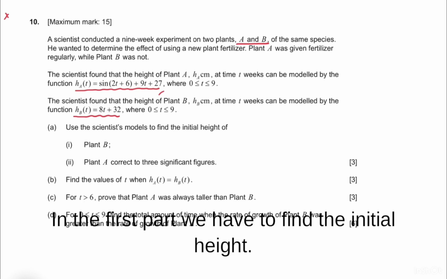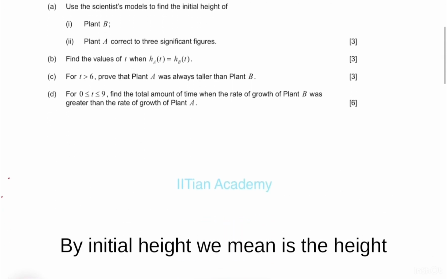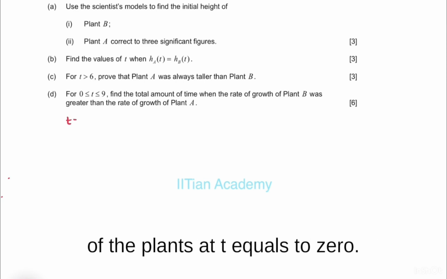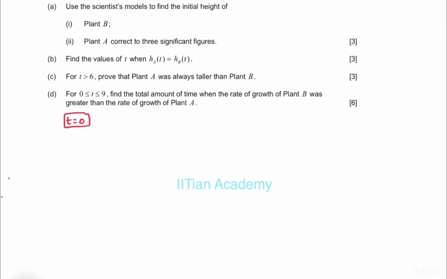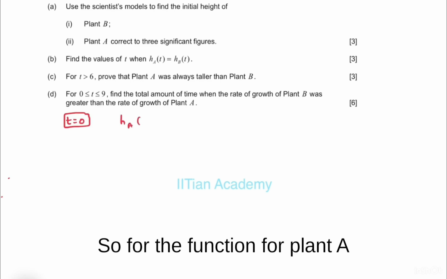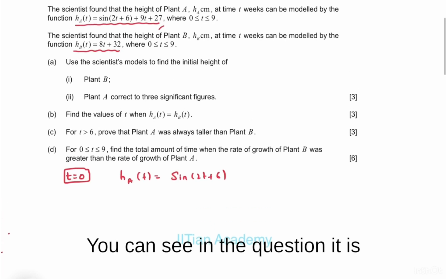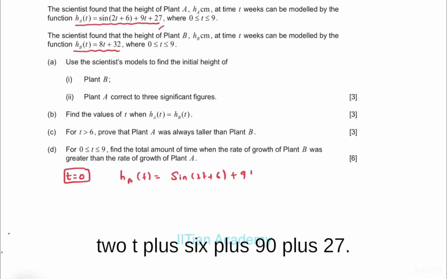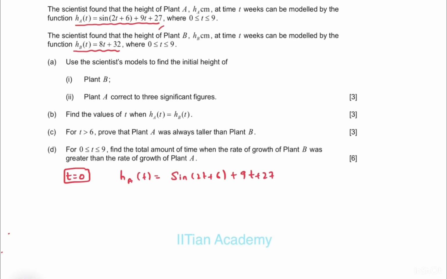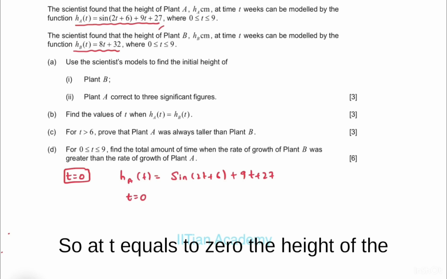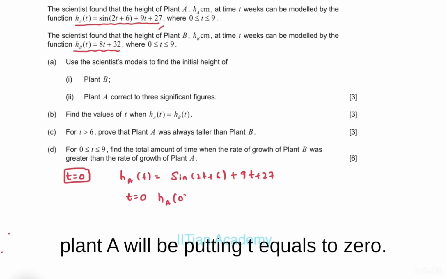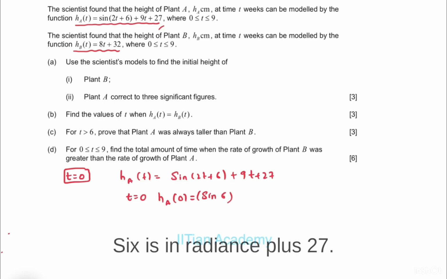The functions of their growth in terms of their week is given in the question. In the first part, we have to find the initial height. By initial height, we mean the height of the plants at t equals 0. So, the function for plant A is sin(2t plus 6) plus 9t plus 27. So at t equals 0, the height of plant A will be sin of 6, 6 is in radians, plus 27.